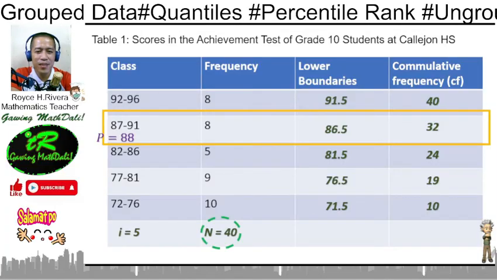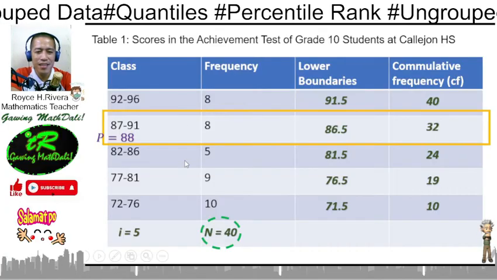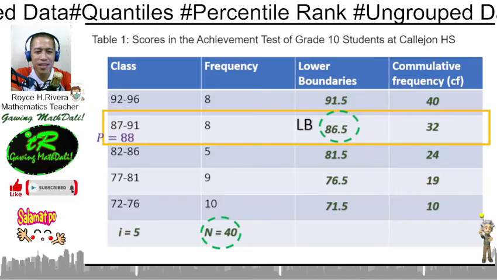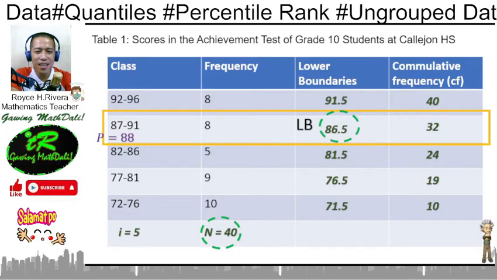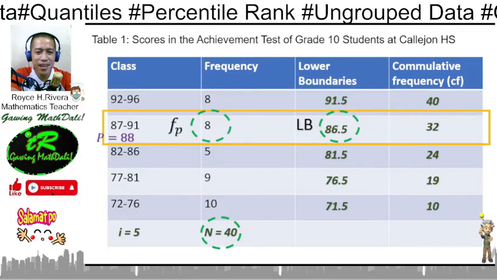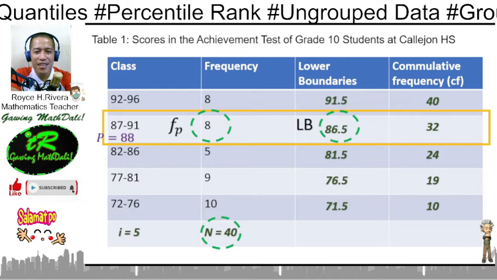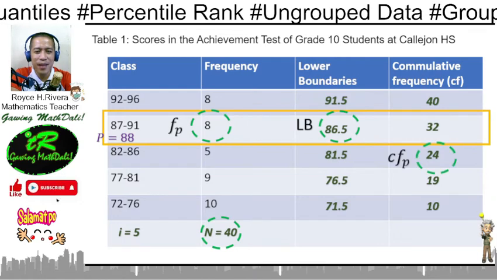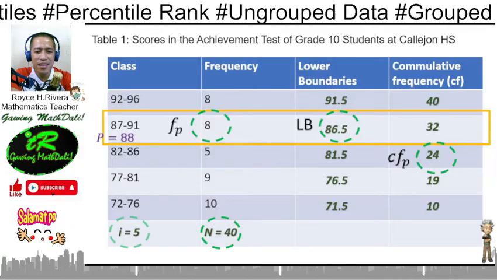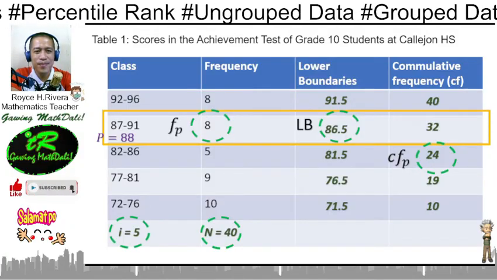We will start with the total frequency. That is equal to 40. The lower boundary of the class, 86.5. The frequency of the class, that is 8. The cumulative frequency below the class, we have 24. And the interval used, 5.